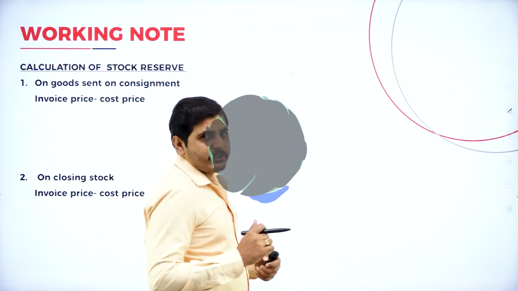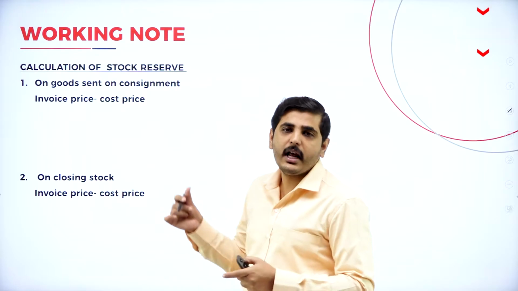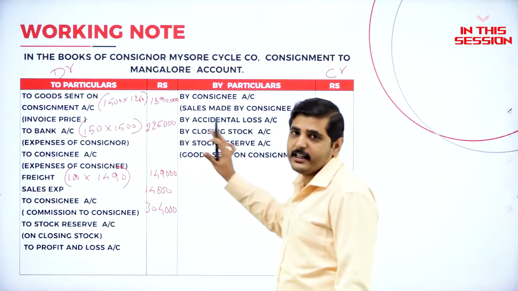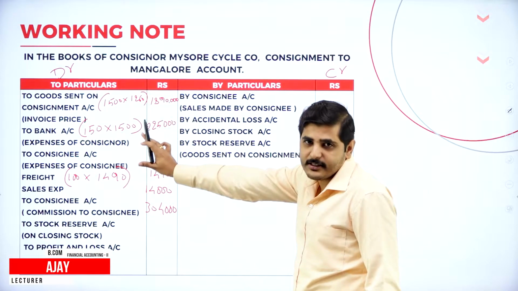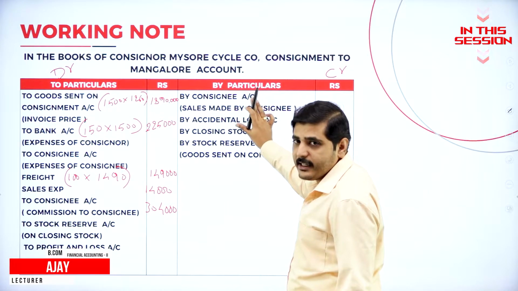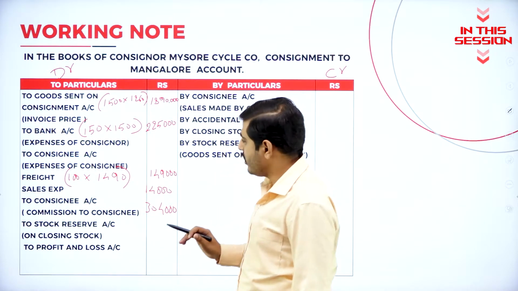When we calculate the stock reserve, it is calculated when they give the invoice. Credit side, we should show the profit included or the stock reserve on goods sent on consignment. Here, credit side, closing stock. Debit side, to stock reserve on closing stock.